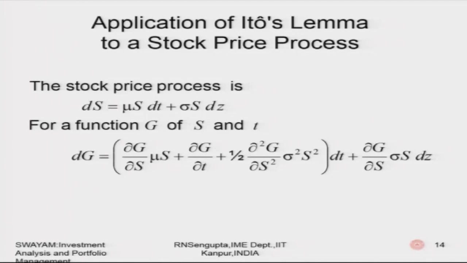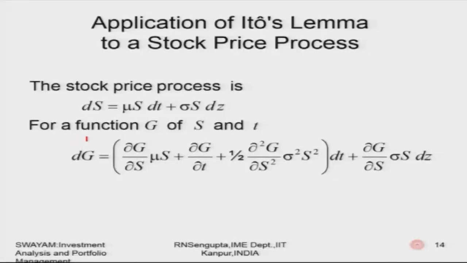Now, coming back, I was talking about X and S interchangeably. When we replace that, S means the stock price, in the functional form. So, X is now S and time remains as it is. The functional form of G, based on which we want to find out how the prices of the options would change depending on the prices of the underlying stock, would be this.